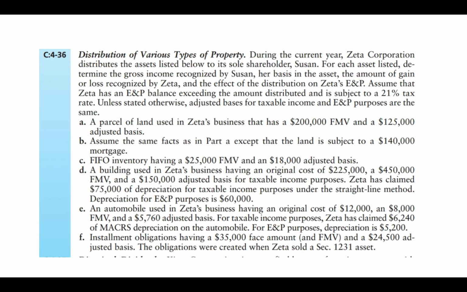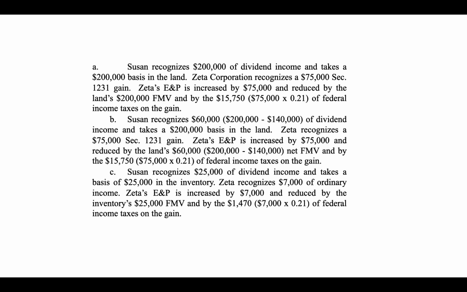Part C, FIFO inventory having a $25,000 fair market value and an $18,000 adjusted basis. All right, so for Part C, she's going to have $25,000 of dividend income and take a basis of $25,000 in the inventory. Zeta's going to recognize $7,000 of ordinary income.